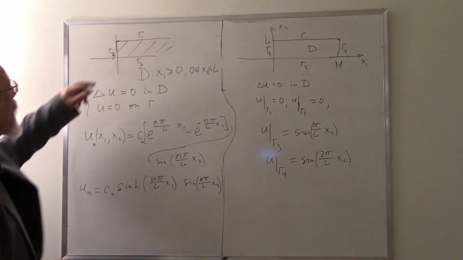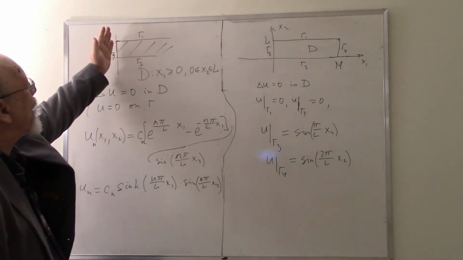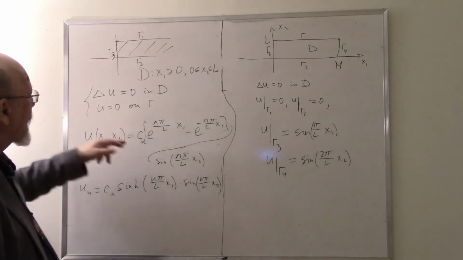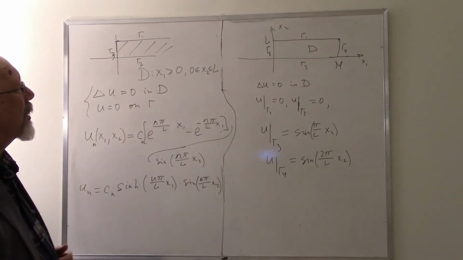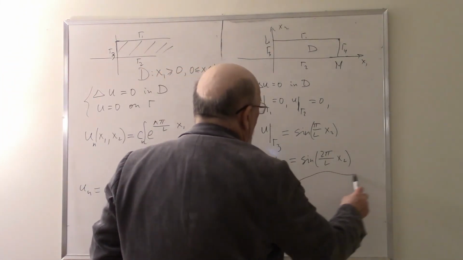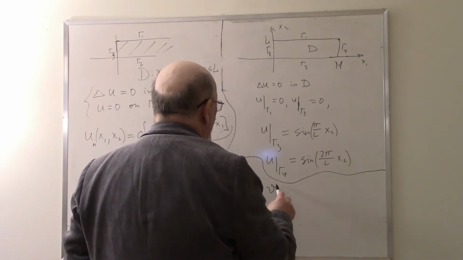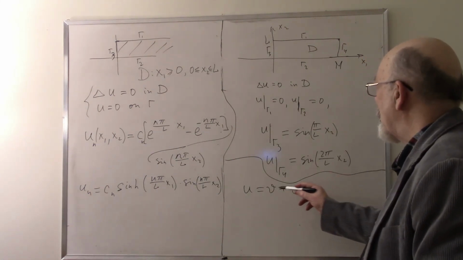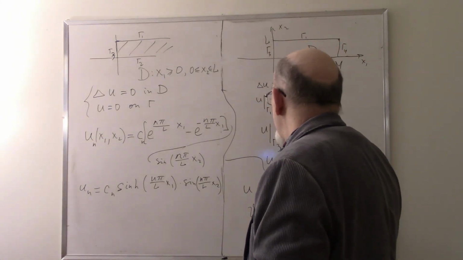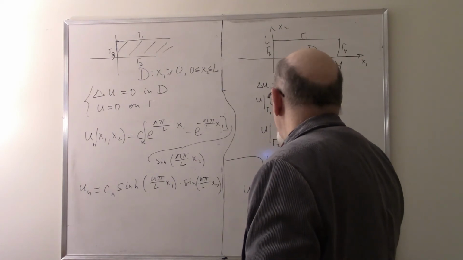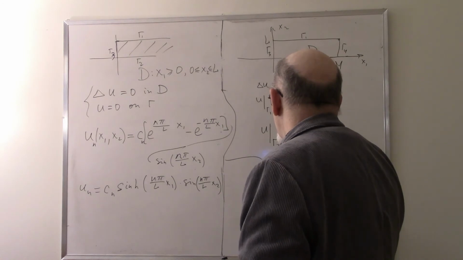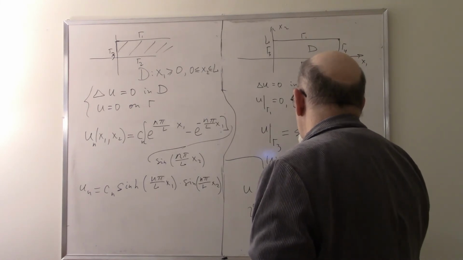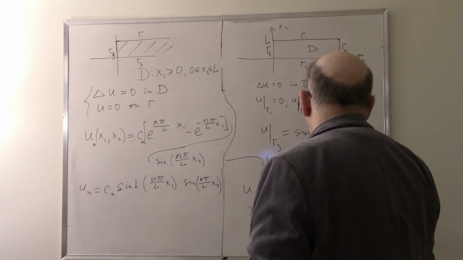No, you can look here. It is more or less half of this problem, because if you take this solution, say for n equals 2, so you write u equals v plus w. Yes, first of all, and v and w satisfy the following. V on gamma 3 equals sine pi over L x2, V on gamma 4 equals 0. Yes?